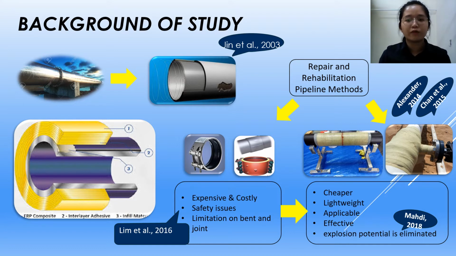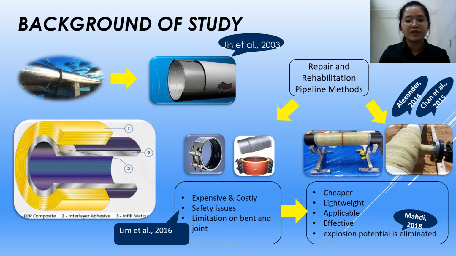There are two types of pipeline repair and rehabilitation methods, which are the conventional and the FRP composite methods. According to Lim and his group, the conventional method has disadvantages. It uses steel sleeves or steel clamps, which are more suitable for straight pipelines and have limitations on bends and joints. Besides, they are expensive, costly, and have safety issues from hot work such as welding.